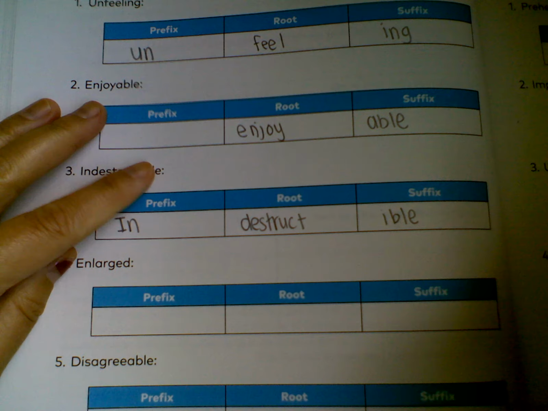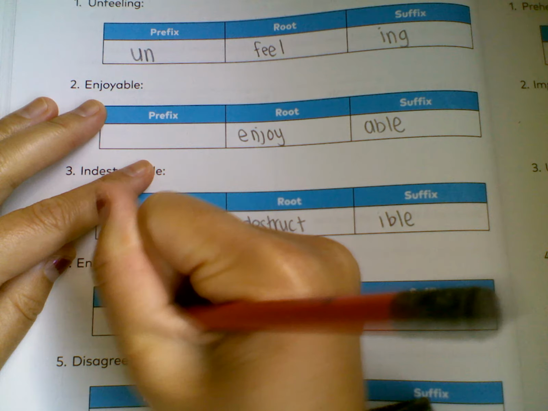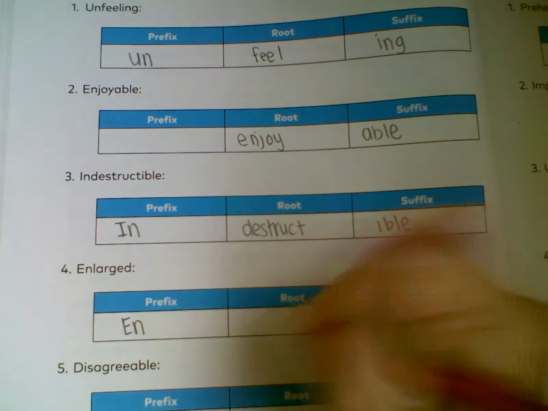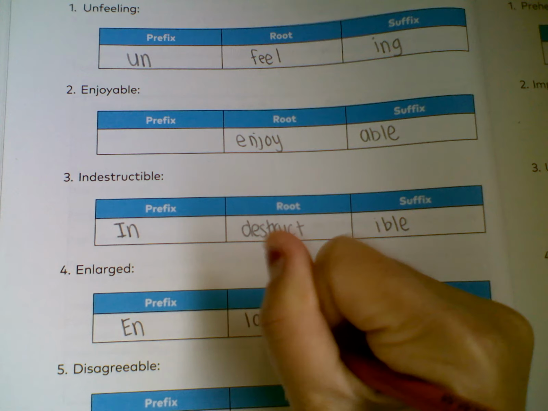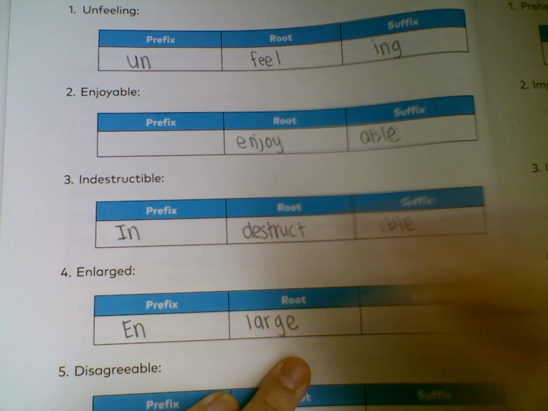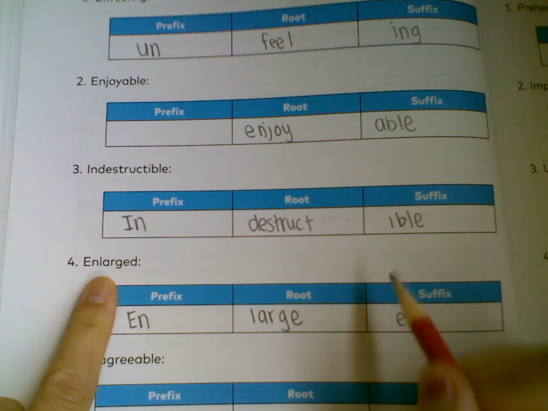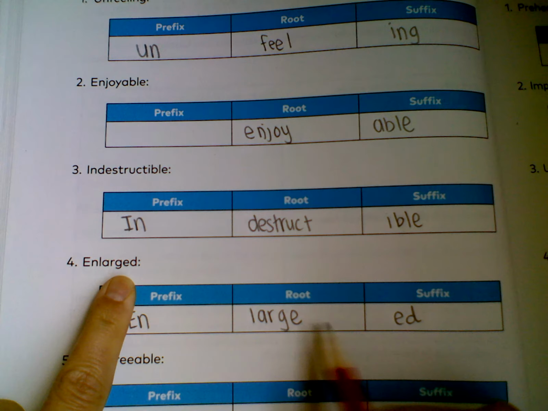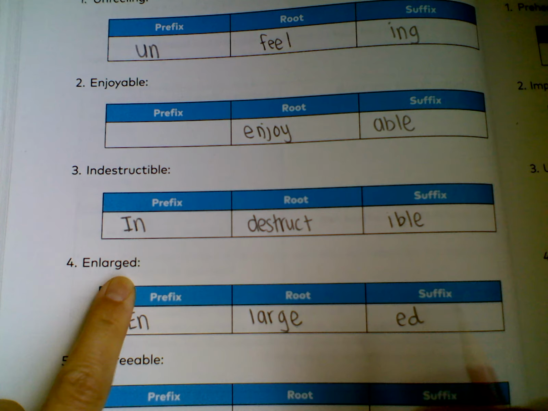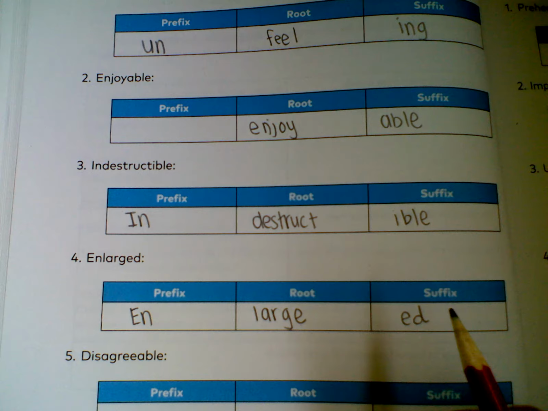Okay, so let's go ahead and fill out enlarge. En is our prefix. Large is our root word. And then the suffix is ed. And normally you can see when they wrote enlarge, they took out one of the e's to add the ed. Enlarge means to make bigger.